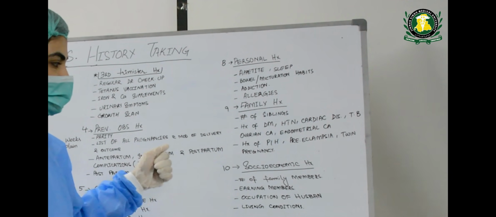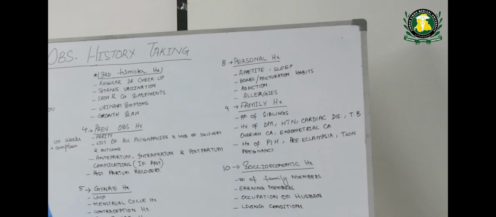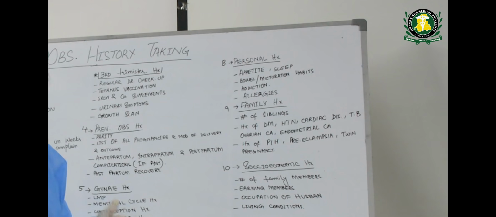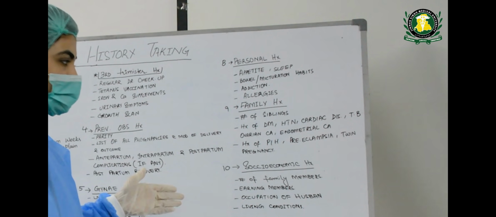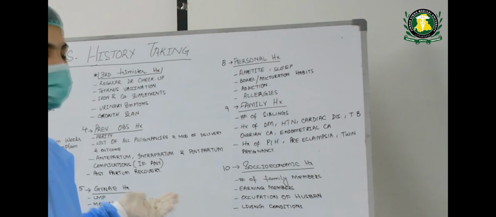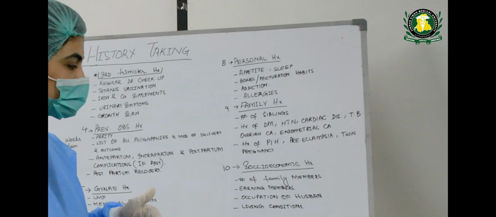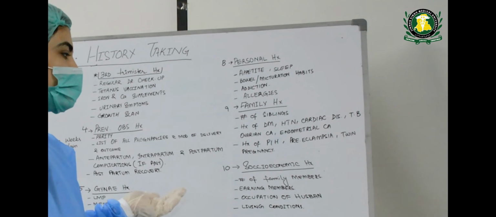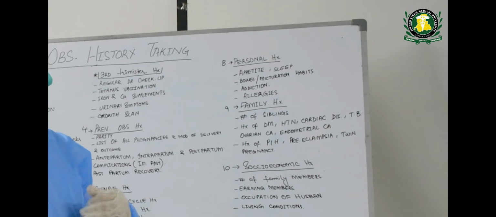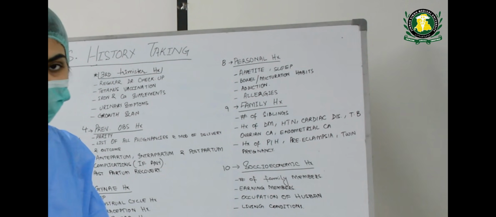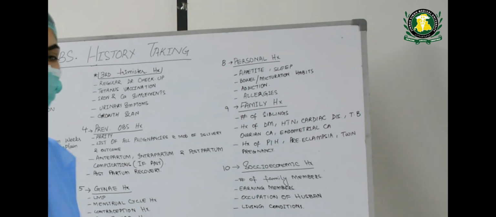In socio-economic history, we ask the number of family members and how many are earning members, what is the occupation of her husband, and what are the living conditions of the patient, whether she is living in a well ventilated home or not, her house is rented or she is living in her own house, and what type of water, like boiled water or mineral water, she is using, and whether she is satisfied with her living conditions or not. That's all about the obstetrical history.